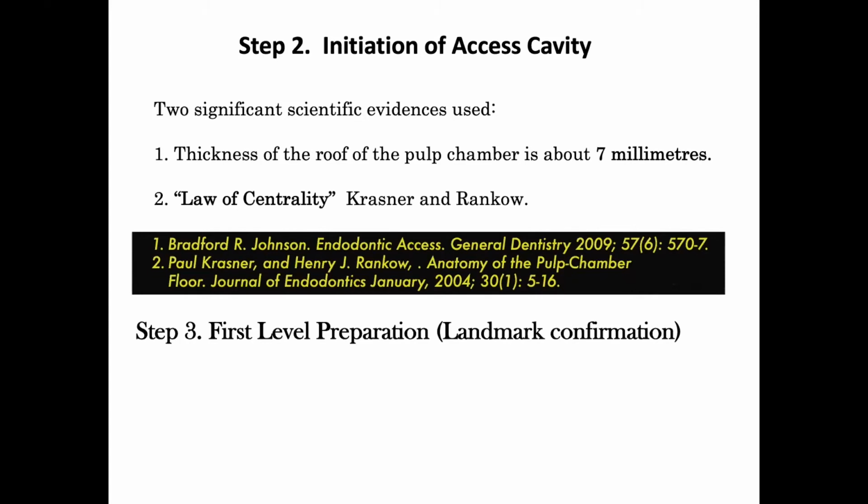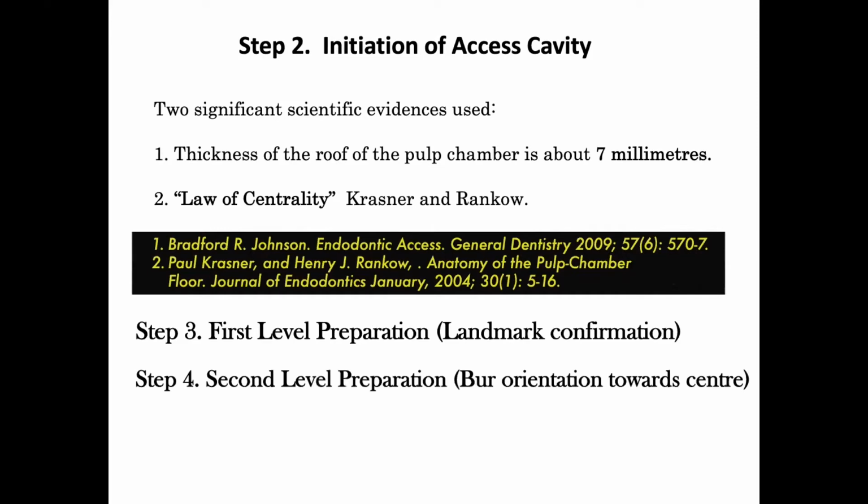After the landmark confirmation, we either take a Fisher burr or an SF41 and drill to about 2 millimeter in the specific landmarks. Once that is done, we need to flatten the floor. The second stage is going to be the second level of preparation, wherein the burr is going to be oriented towards the center. We are going to follow the law of centrality here. So when the burr is oriented towards the center, we have to go to a depth of about 3 millimeter. So 2 plus 3, it's going to be 5 millimeters so far. After 3 millimeters, we are again going to flatten the floor.